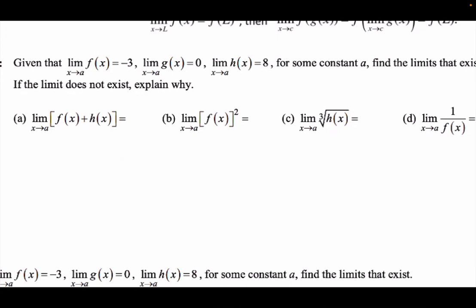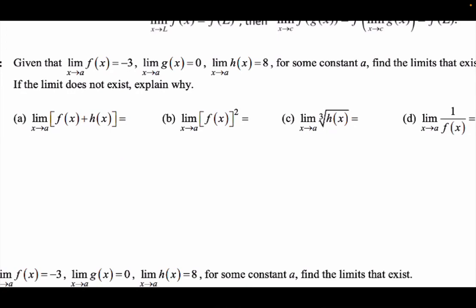Okay? So I don't know what f, g, and h are. I don't have a picture of them. I don't have a graph. Sometimes they'll give you graphs, sometimes they won't. I just know the answer. I know the limit of f at a is -3, the limit of g at a is 0, and the limit for h at a is 8. Okay? So now they want us to find the limit as x approaches a for f of x plus h of x.